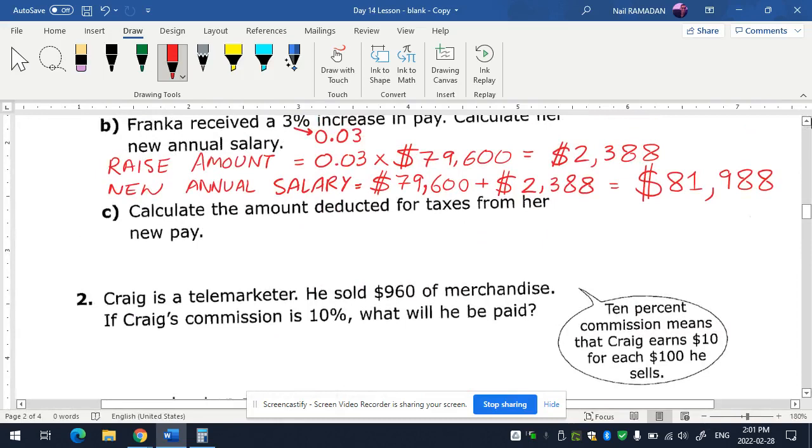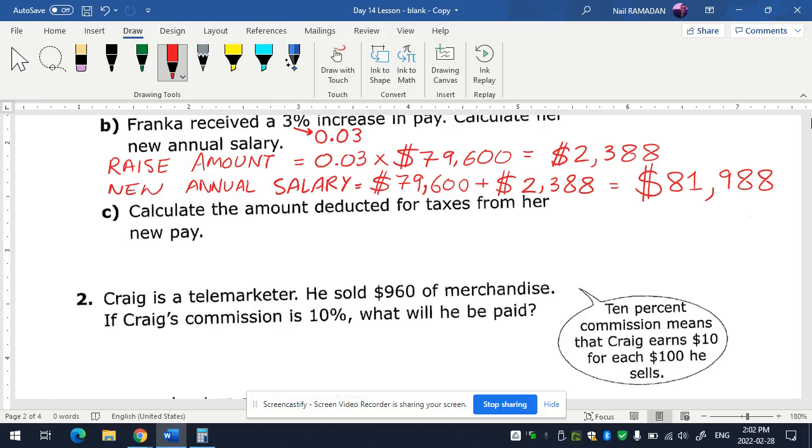Okay, now the question is: calculate the amount deducted for the taxes from the new pay. By the way, how much taxes was she paying before? Come on, 25%. Well, guess what? Apparently, she's still paying 25%. Sometimes the question could be that now, because she's higher than 80,000, she is paying 30% tax, so calculate the new taxes. Well, apparently that's not the situation here. She is still within the range of the government saying you still pay 25%.